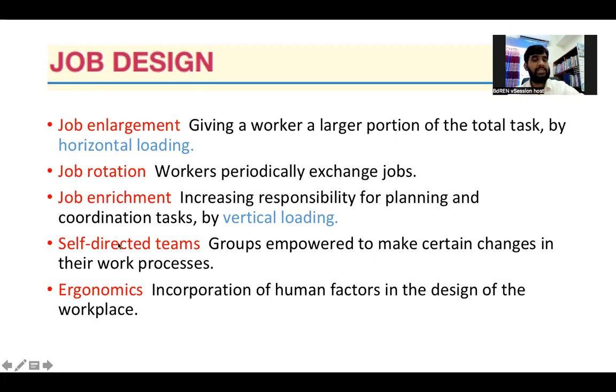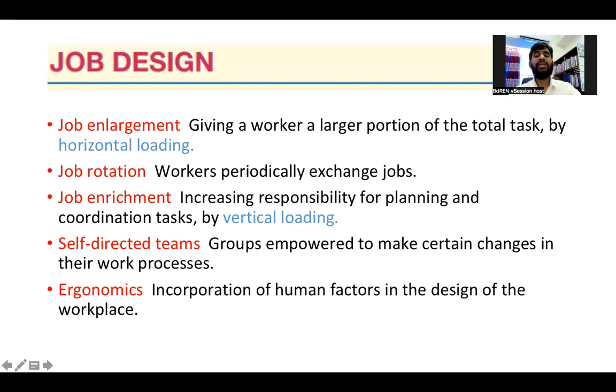And when you are designing a job, you will take care of the ergonomics. Ergonomics means the incorporation of human factors in the design of the workplace. Human factors, for example, when I am delivering a lecture, what should be the perfect sitting position? Will I sit on the chair, or will I deliver the lecture standing, etc. So ergonomics ultimately deals with the human factors.